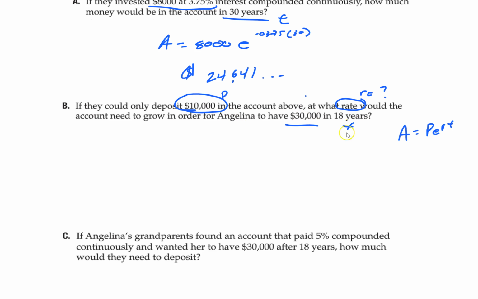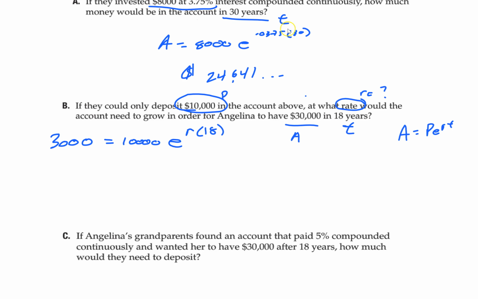And she wants it to be 18 years. So this is her A. At the end, she wants to have 30 grand. We have her P, we have her T, we just don't have R. Just plug it in. So 30,000 equals 10,000 e to the R, which I don't know, times 18. So that's a little different, right?